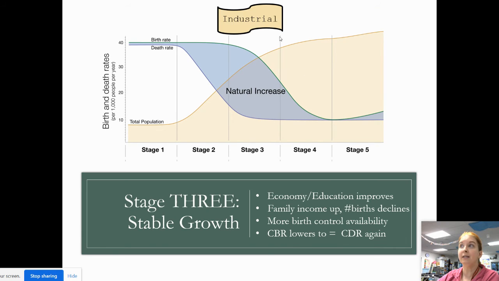Stage 3 is the industrial stage, and this is a more natural increase of the population. This is your stable growth. The economy improves, the education improves, family income is up, and the number of births decreases. Usually the more money you have, the fewer babies you make. More birth control is available, and there's that whole education of women thing. And then the crude birth rate lowers to equal the crude death rate again. So you're coming back down. You can see those are coming down.